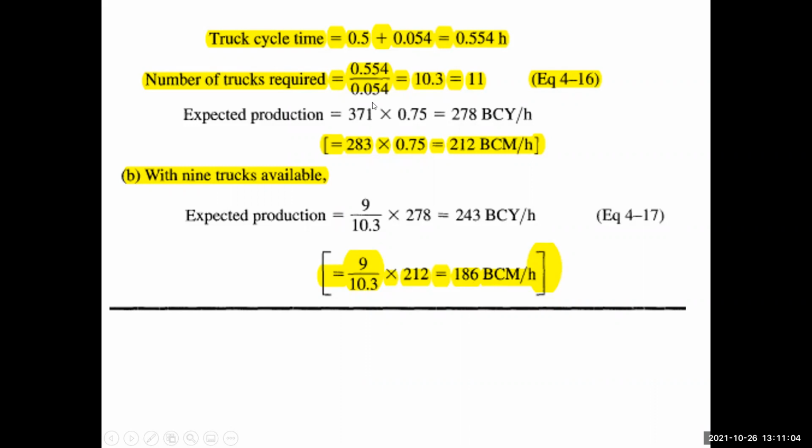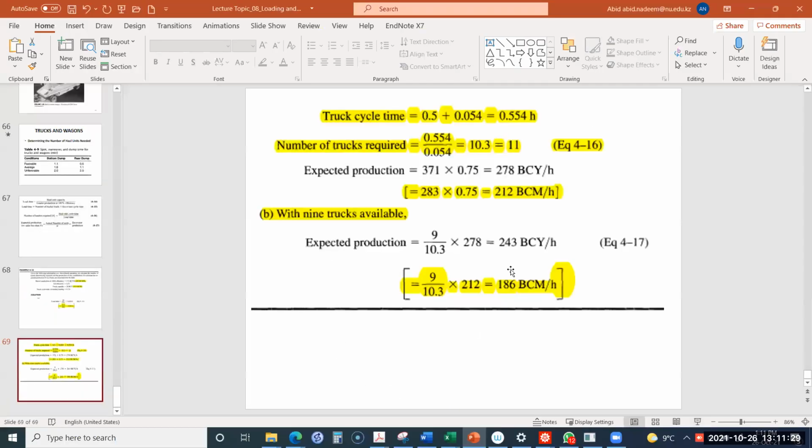So in those situations, the shovel will also have to decrease its production to match the production of the trucks. So if we have less than 11 trucks, the production will decrease. If we have more than 11 trucks, the production will not increase, because the production will be limited by the production of the shovel. Okay, so with this, we have completed this topic.